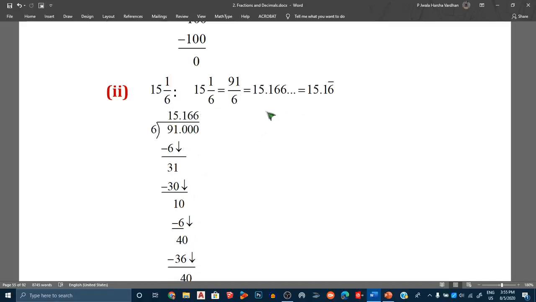Otherwise, you can write in a simple way 15 1 by 6 in the form of 15 plus 1 by 6. Now we can take only this fractional part, convert it into the decimal form, and then add it to the 15. Then you will get the answer. Because observe here, you are getting 15 in the whole number part, so no need to take this 15 in the division part. So you should take only 1 by 6 and divide 1 by 6 like this.